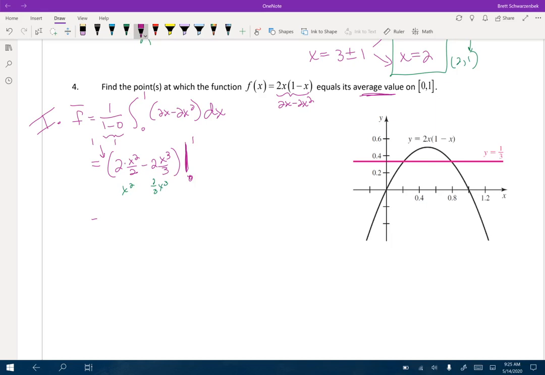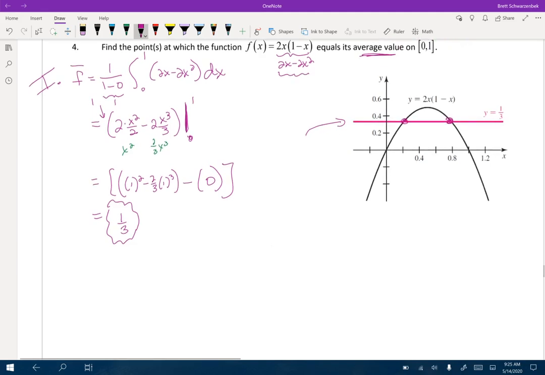Okay, let's evaluate. So we're going to get 1 squared minus 2/3 of 1 cubed, minus 0 into both of them. Because it's a polynomial again, we end up with a big fat 0 for our work. So we're going to get basically 1 minus 2/3, which in the end is just 1/3. So this is going to be our f bar, and if you look on the graph, that's exactly what we ended up with. So we're looking for when our typical function here meets our average value.